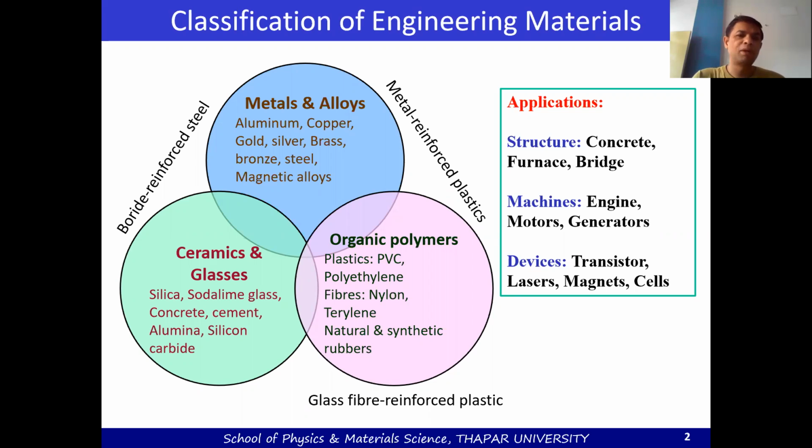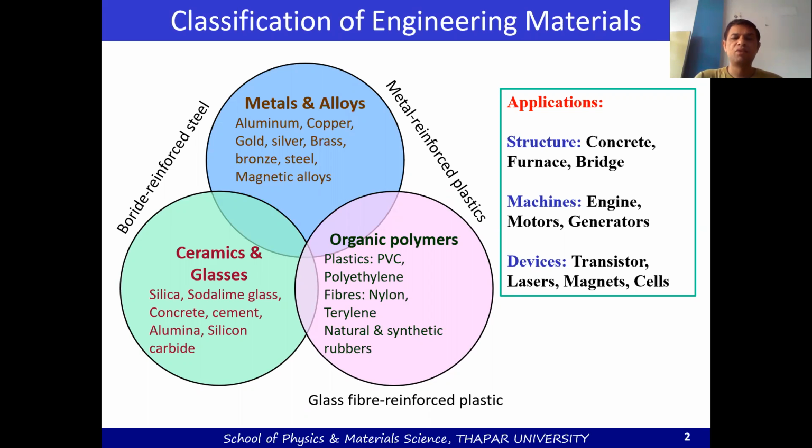A couple of examples could be silica, soda lime glass, which is also the window glass. We also call soda lime glass the window glass. The concrete, the structure of the concrete is also a metal oxide, so it belongs to the ceramic class. Cement, alumina, which is aluminum oxide, a very commonly used chemical compound to make high temperature materials.